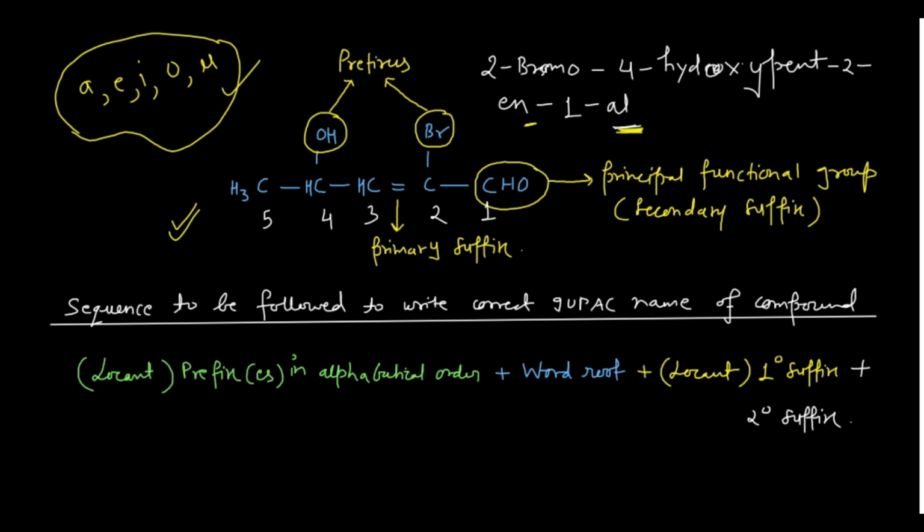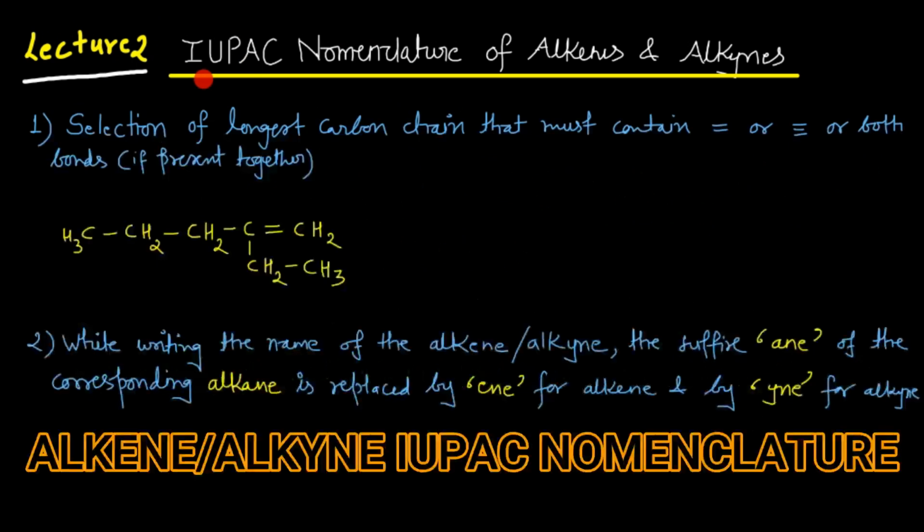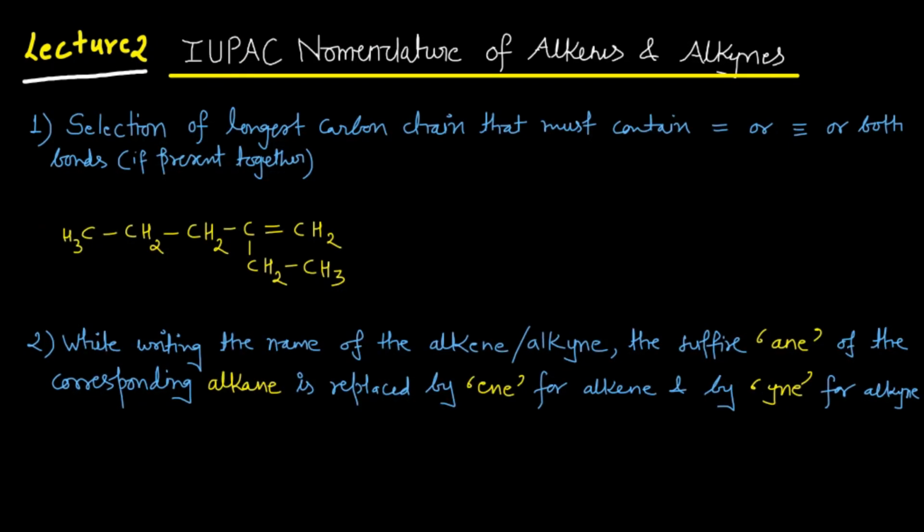Because I didn't tell you how to name compounds having a functional group, right? So I hope up to this point there is no problem. Now moving to the next slide. Here you can see IUPAC nomenclature of the alkenes as well as the alkynes, and again we will follow the same rules.